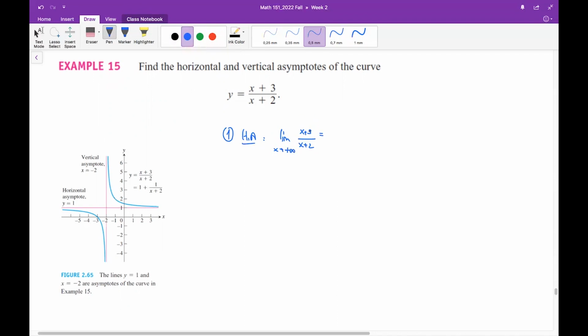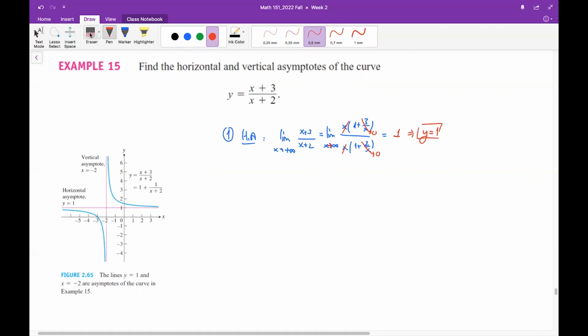Normally you see infinity over infinity, but if you compute things by looking at the highest power of the polynomials, we did this in this video. So x(1 + 3/x) over x(1 + 2/x). Now you are ready to send x to infinity, so that this part goes to 0: 3 over infinity is 0, 2 over infinity is 0. That's why after simplifying, the limit is 1. So y equals 1 is a horizontal asymptote for this function.